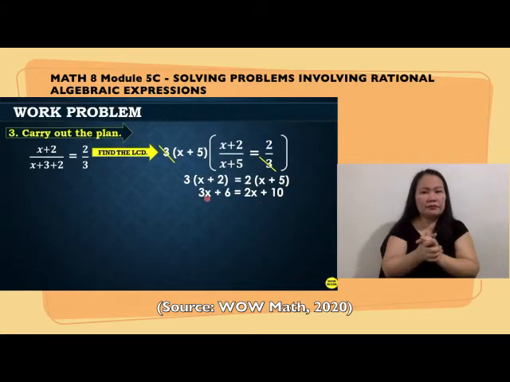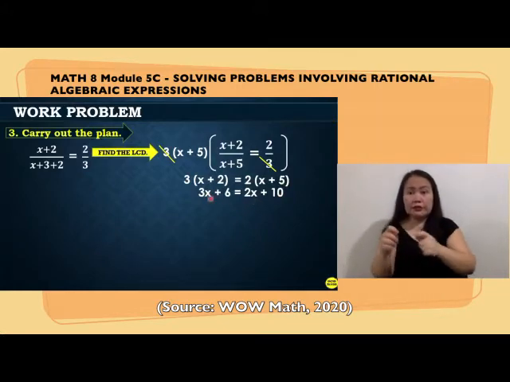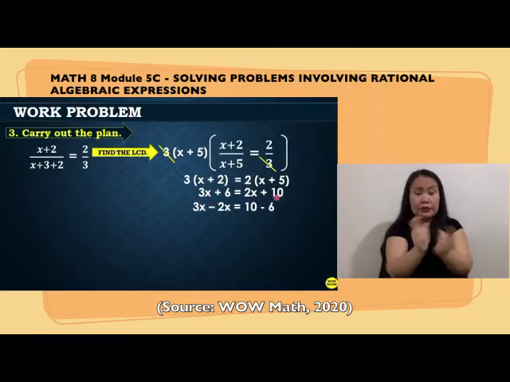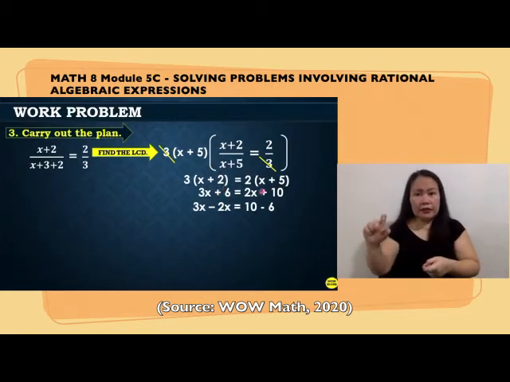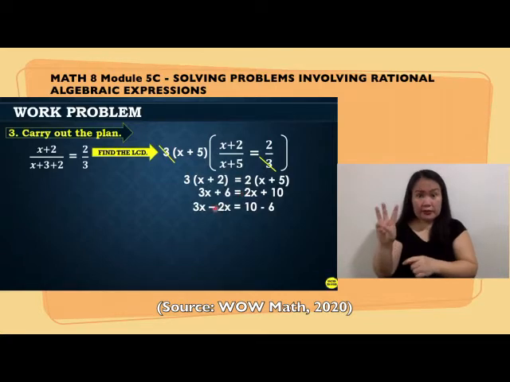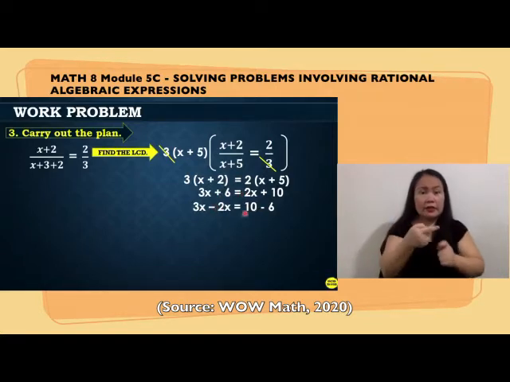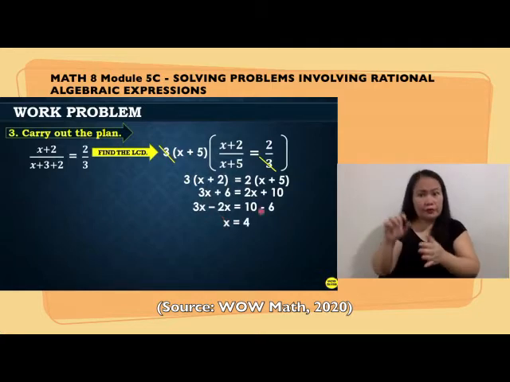So, let us solve. Lipat natin si 2x. So, 3x minus 2x. And then si 10, lipat natin itong constant. So, 10 minus 6. So, mag-change tayo ng sign. So, magiging negative ito, magiging minus yon or negative. And then, 3x minus 2x, that is already x. And then, 10 minus 6, that is 4.